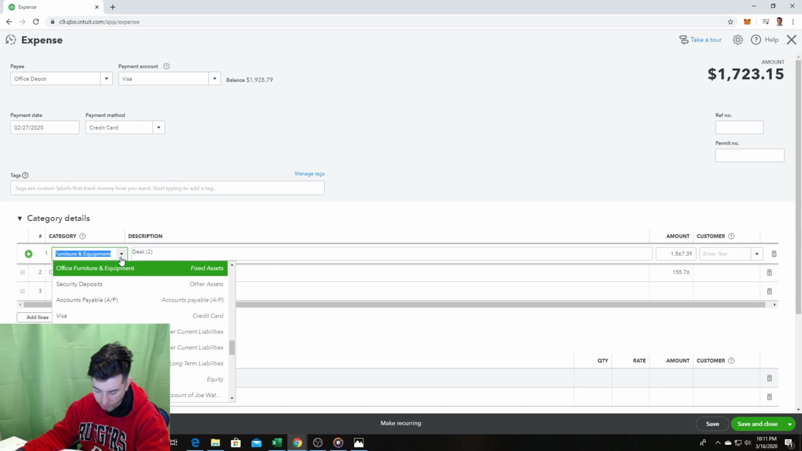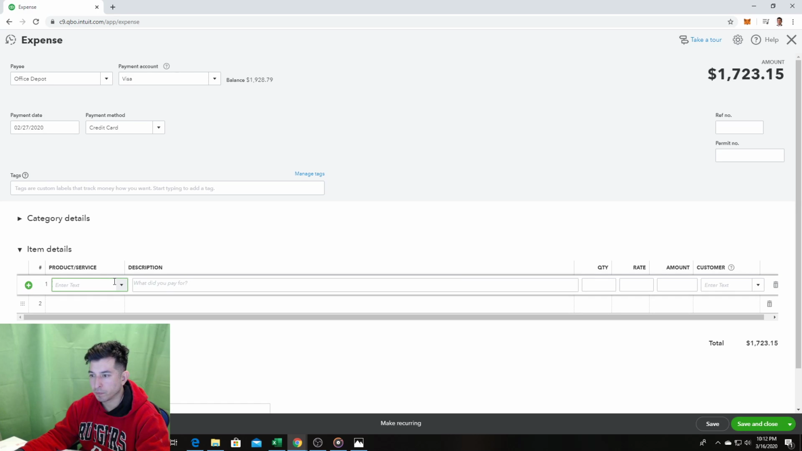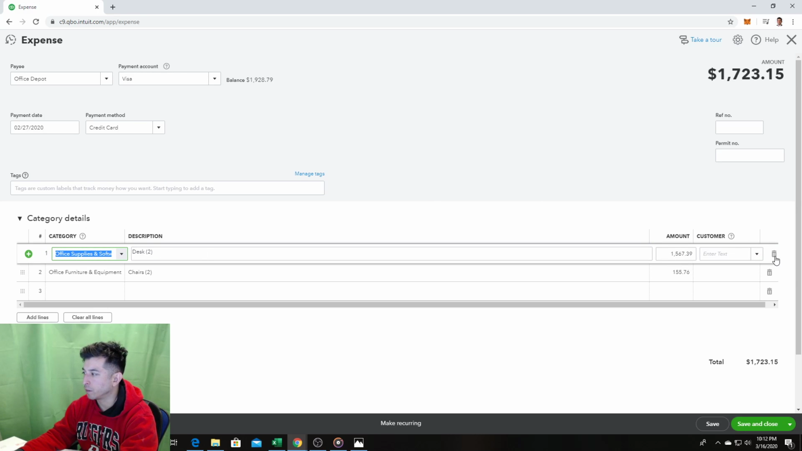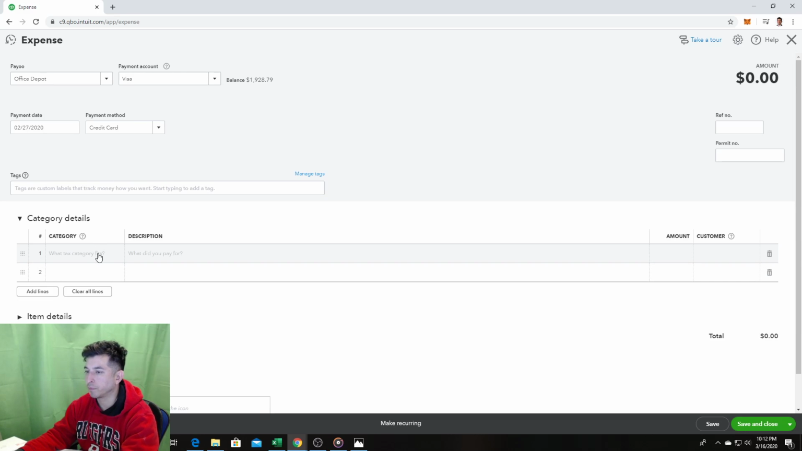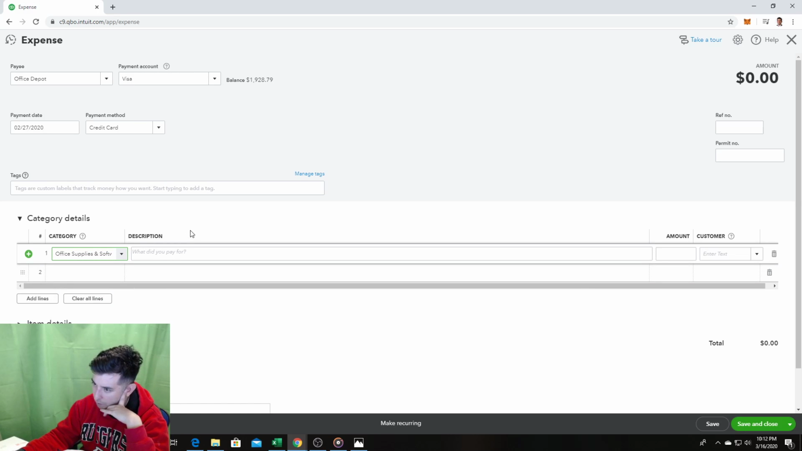Okay, so what we're going to do here is enter office supplies and software. Okay, I don't know why these are here first of all. Let's delete these guys. What is going in here is office furniture and equipment, office supplies and software. So it's going to be office supplies and software. What is this going to be? Description. It's going to be printer ink.